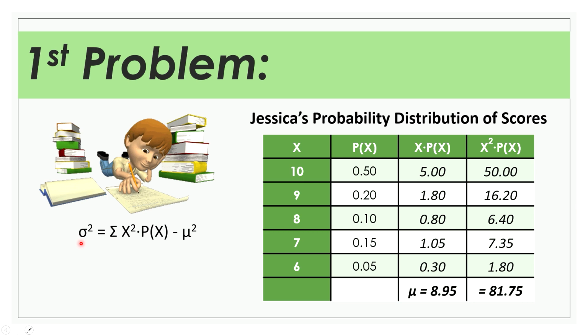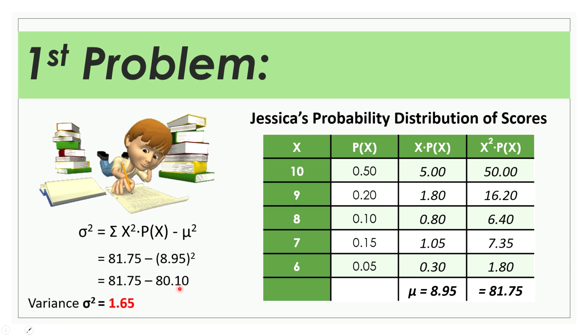So by substituting the value of our mean and also the value of our summation of x squared multiplied by p of x, 81.75, ito siya, and then minus 8.95, yung mean squared. So we will square the 8.95. 81.75 minus 80.10. So ito na yung value ng ating mean squared. So 81.75 minus 80.10 is equal to 1.65.